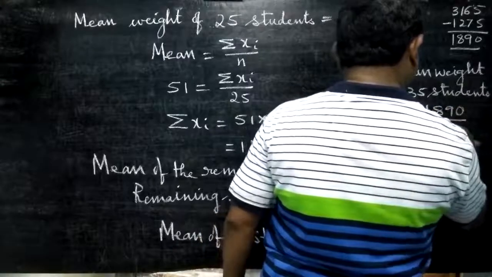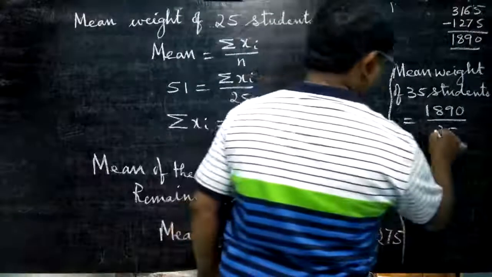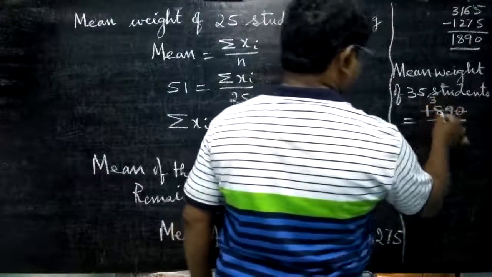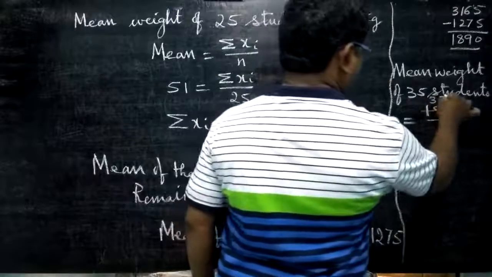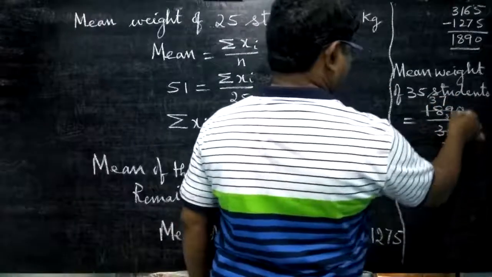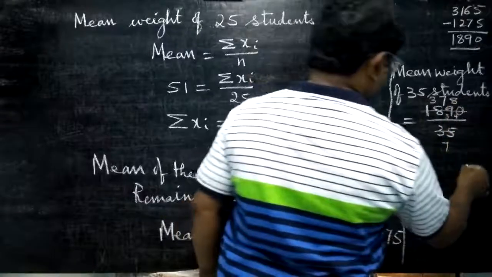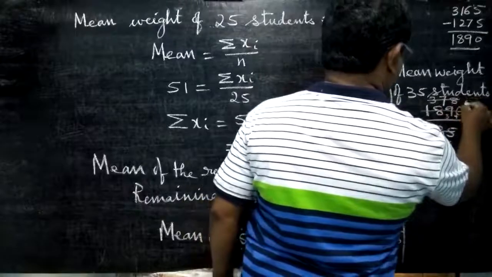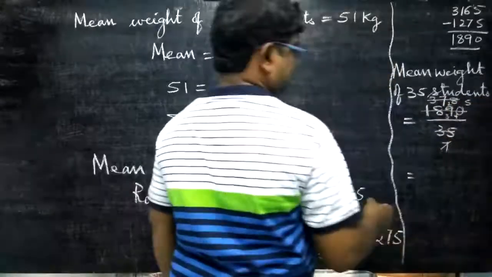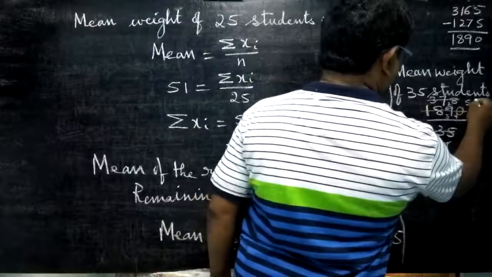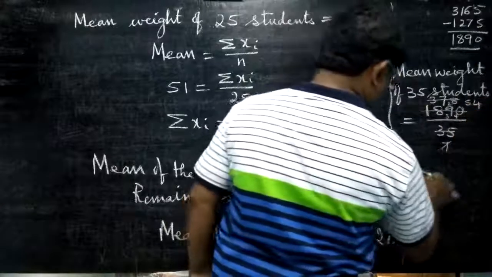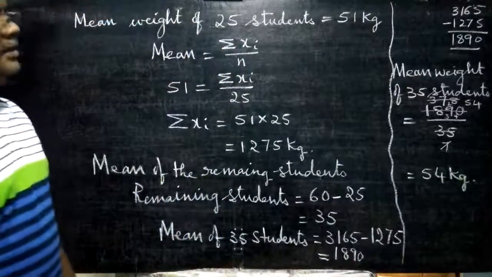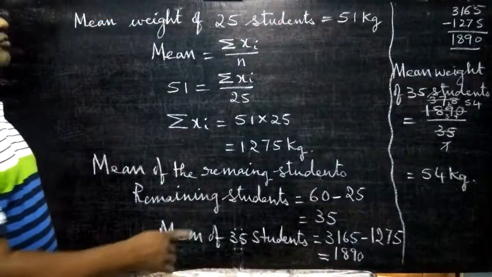1890 by 35. 5 table goes: 5 threes are 15, 3 remaining, 5 sevens are 35, 4 remaining, 5 eights are 40. With 7 you divide. 7 fives are 35, 2 remaining. 7 fours are 28. So 54 kgs. The mean weight of the remaining 35 students is equal to 54 kgs.